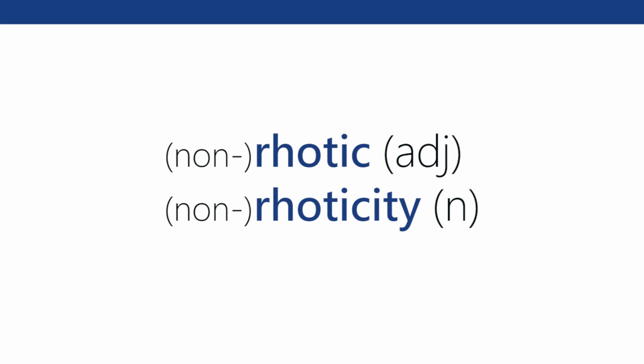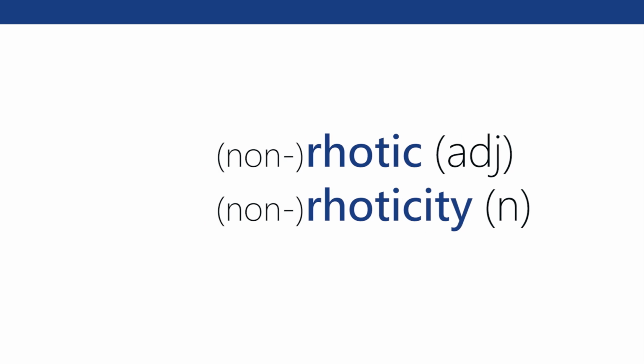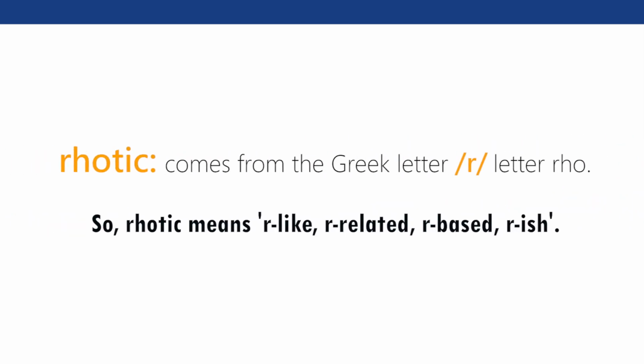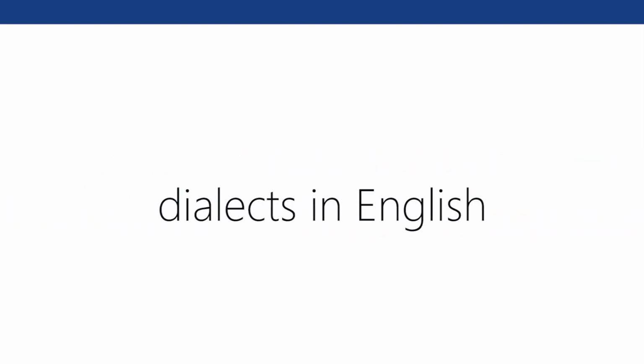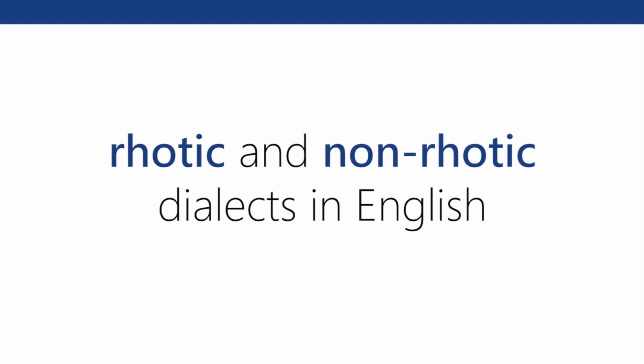R is so unique that there's actually a word in linguistics which is the adjective for R, which is rhotic. So rhotic, which is an adjective, basically means R-like, R-related, R-based, or R-ish. It comes from rho, which is the name of the letter R in Greek. Basically, R is so unique in English that all of the dialects of English can be divided into two groups, rhotic and non-rhotic.